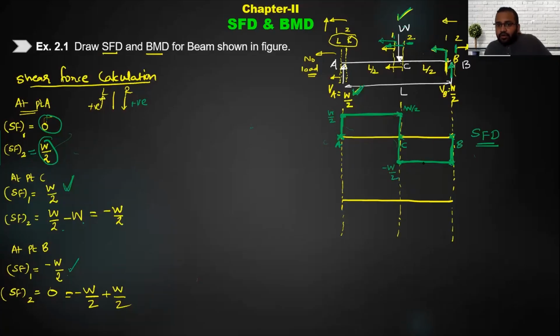Again there is no load between B and C, so that's why it is kept as it is, from minus w/2 to minus w. Okay, this is also minus w/2. And as there was a vertical load at B, it caused it to go up at point B. Understood? Yes, sir. Now let us go for the bending moment, to plot at ABC how the bending moment is going to vary.